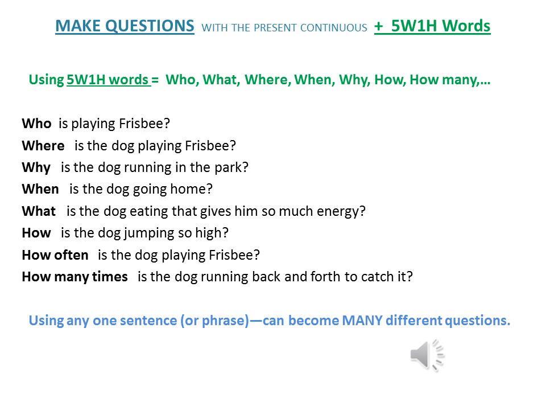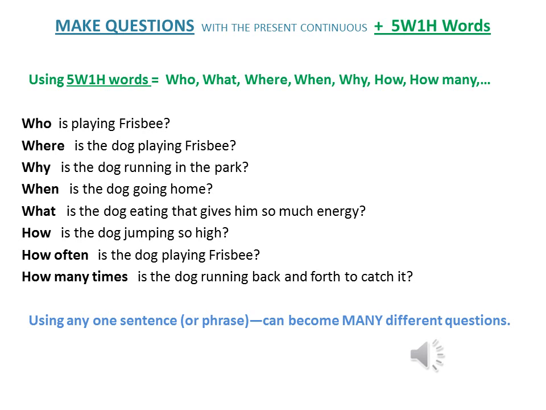Where is the dog playing frisbee? Playing in the park. Why is the dog running in the park? Well, the dog's trying to catch the frisbee. When is the dog going home? Well, when it gets dark. When it gets lunchtime or dinner time. I don't know. What is the dog eating that gives him so much energy? I don't know. Chorizo, maybe.